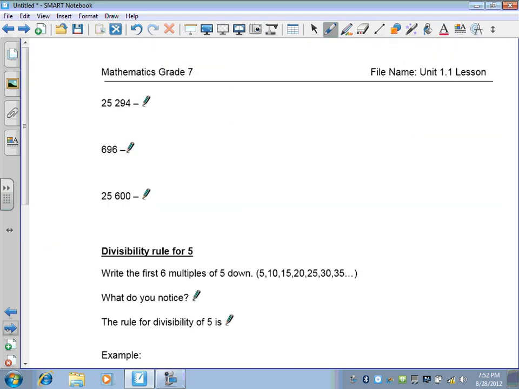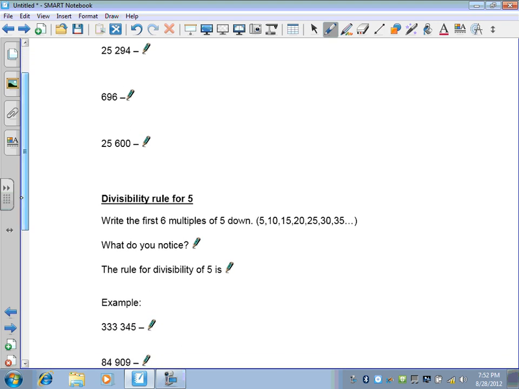I want you to do the next 3 examples. And when you're ready, I want you to press pause, and then when you're ready, I want you to start the recording up again, and we will correct them.